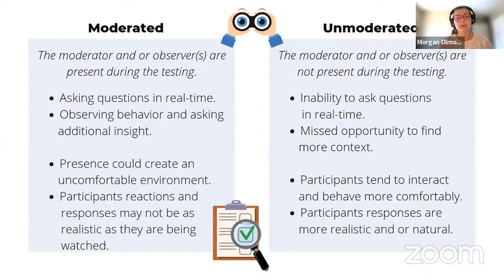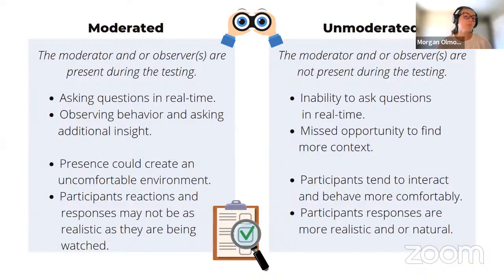What I mean by that is there are moderated tests where you can just be an observer. However, the participant is aware that they are being observed, whether or not you're directly asking them questions and interacting with them. So just keep that in mind. And the moderator is the person who is moderating the session.